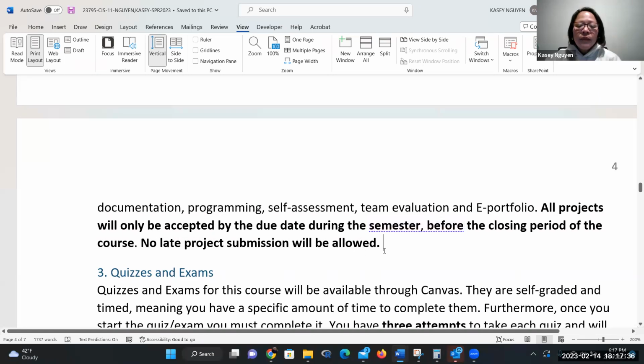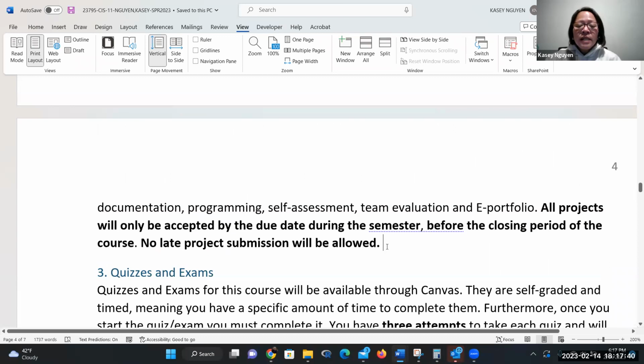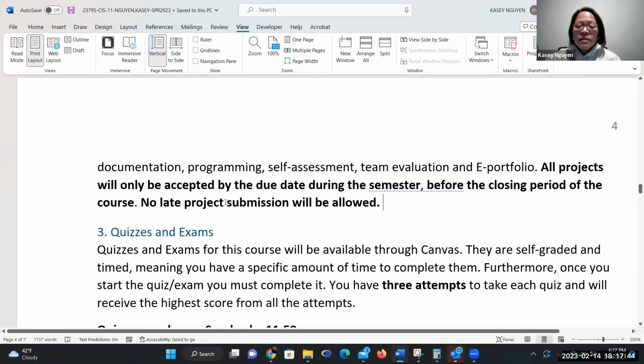So now, if you have emergency circumstances, please let me know. But as I need to submit my grade, and they only give me a few days to do that, and I read all project code line by line, it takes me a little bit to go through all your projects. So therefore, I don't accept late projects.